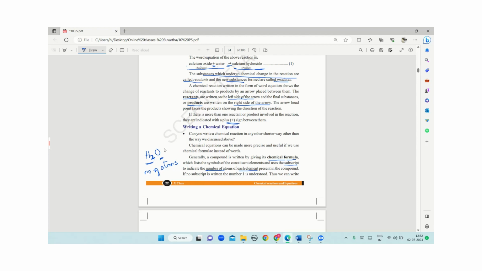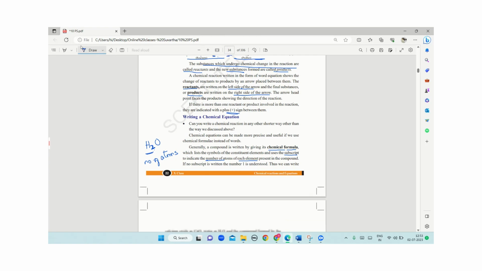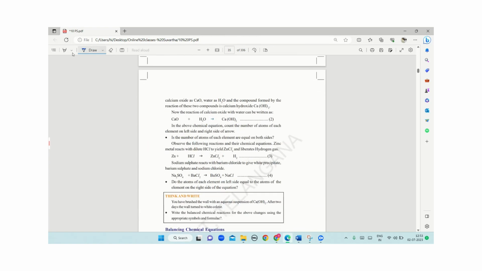If no subscript is written, see here, for oxygen we did not write one. We won't write it as O1. That is wrong. No need to write. If you write an element and there is no subscript, that indicates that only one atom of the element is present. If no subscript is written, the number 1 is understood. Thus, we can write calcium oxide as CaO, water as H2O, and the compound formed by the reaction of these two compounds is calcium hydroxide.